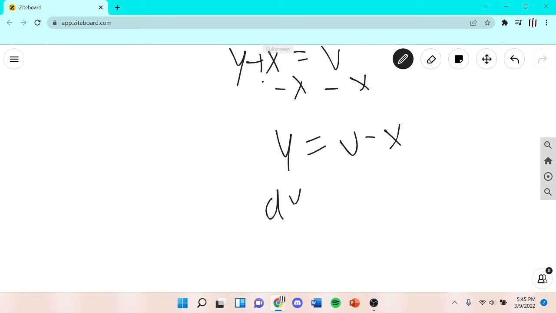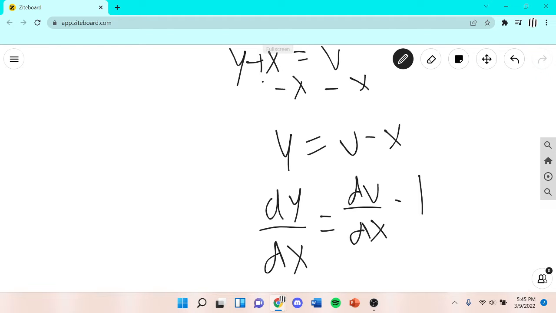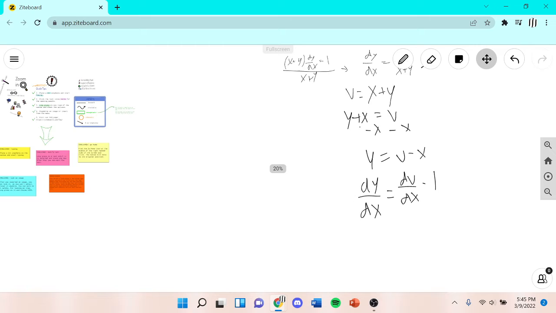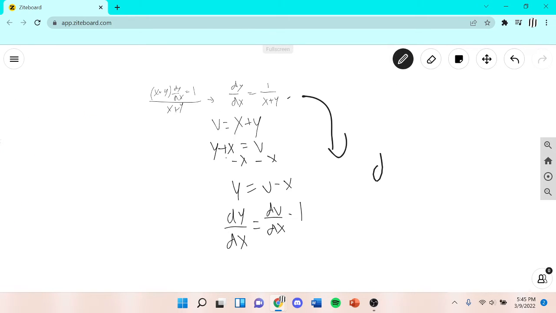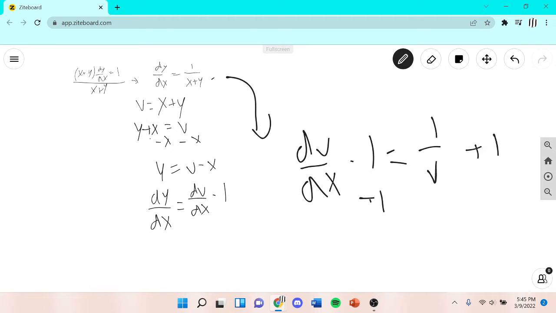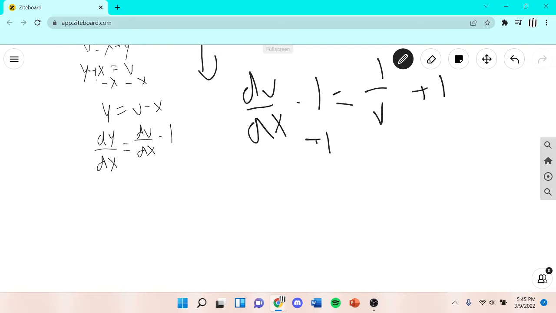And we could say the derivative of this with respect to x: the derivative of v with respect to x is dv over dx, and the derivative of x with respect to x is just 1, but negative 1 because of the subtraction sign. So now we can plug all this back in. We know that dv over dx minus 1 is equal to 1 over v. We'll add 1 to both sides. So we get 1 over v plus 1 is equal to dv over dx.